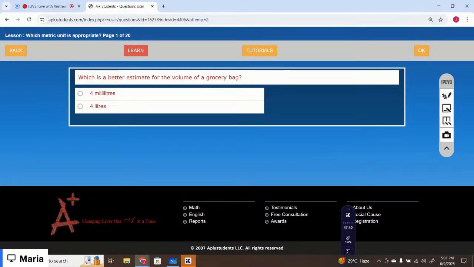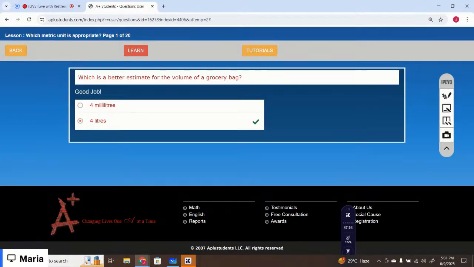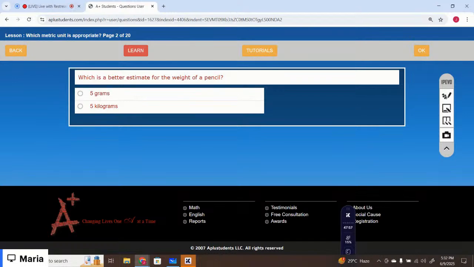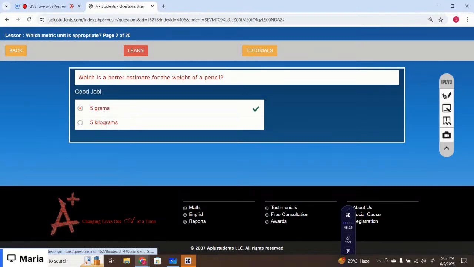Which is the better estimate for the volume of the grocery bag? The volume of the grocery bag is 4 liters. Option number two is the correct option. Which is the better estimate for the weight of a pencil? That is 5 grams, 5 kilograms is too much. So option number one is the correct option.